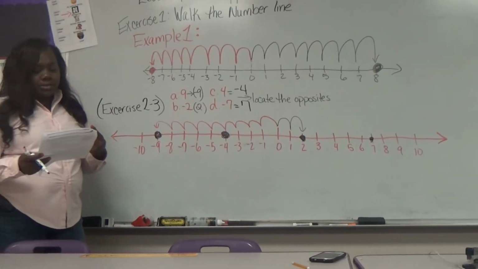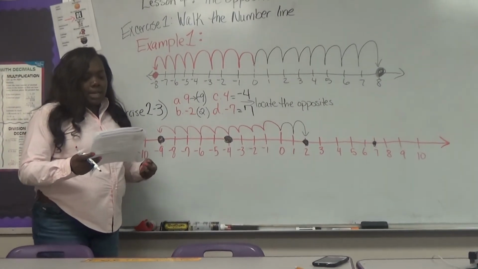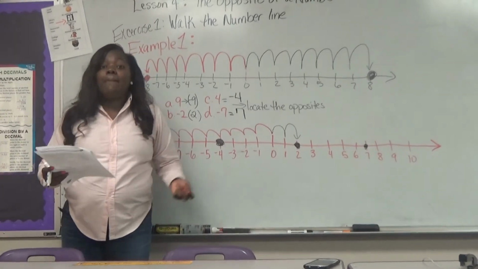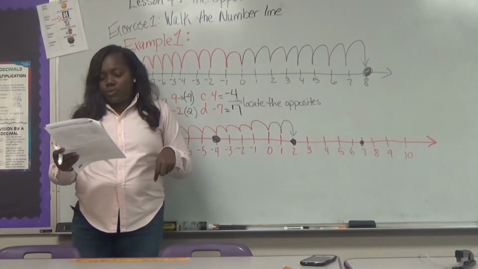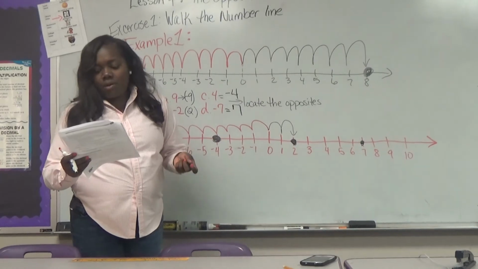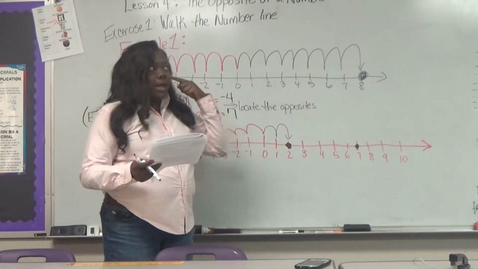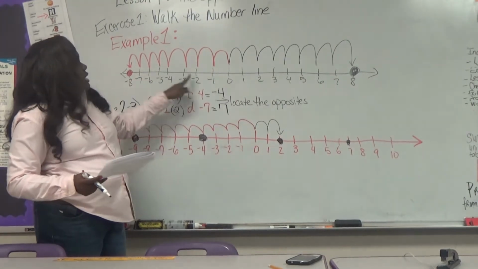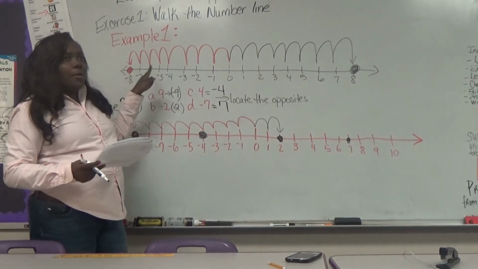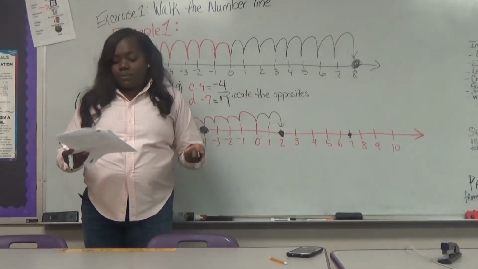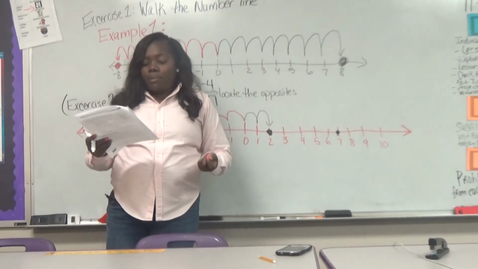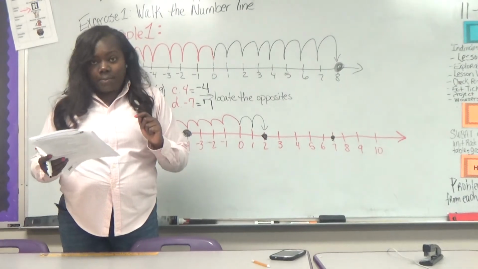When you make it to exercise 3 on your paper, it says write the integer that represents the opposite of each situation. Explain what 0 means in each situation. So just like Caitlin was able to tell us that negative 8 was 8 units away from 0, that's what you're going to do when you explain what 0 means in each situation. So on part A of number 3 on your paper, check number 3 for me.